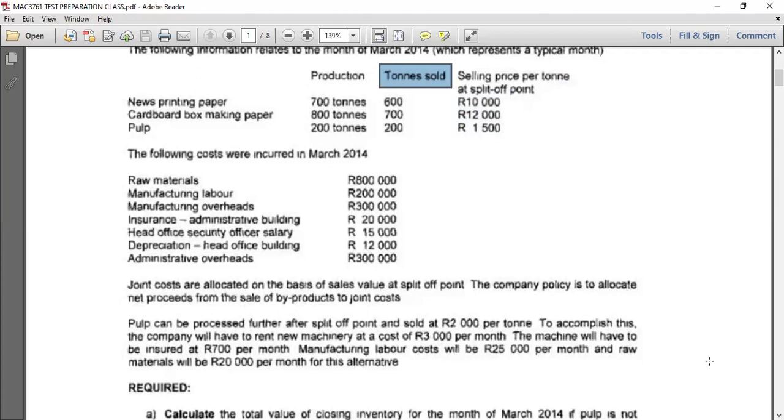Then the company's policy is to allocate net profits from the sale of the byproducts to the joint cost. That's what I told you, that's our general approach, unless told otherwise. If the byproduct is sellable, whatever you gain from the byproduct should be subtracted from the joint cost. Right.